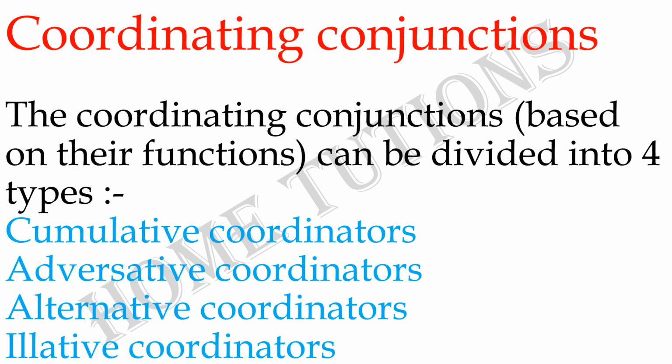First, we learned how coordinating conjunctions are divided into two types based on the number of words they consist of. Now, we learn how the coordinating conjunctions based on their functions can be divided into four types. These are cumulative coordinators, adversative coordinators, alternative coordinators, and illative coordinators.